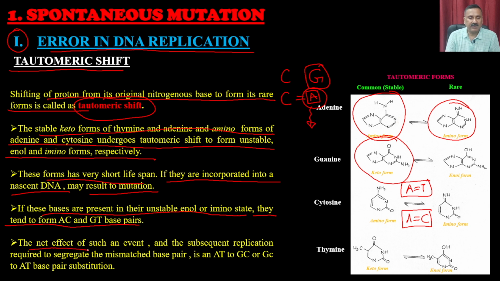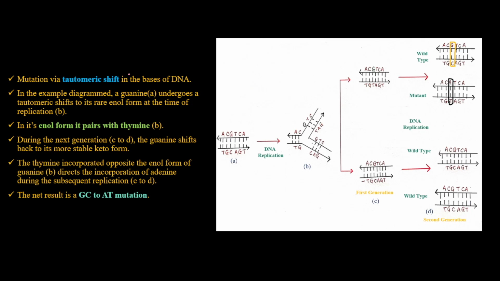The net effect of such an event and the subsequent replication required to segregate the mismatched pair is the AT to GC or GC to AT base pair substitution, and that is how it is going to cause the mutations. Mutations via the tautomeric shift in the bases of DNA. In this example, a guanine undergoes a tautomeric shift to a rare enol form at the time of replication. In its enol form, it is paired with thymine.